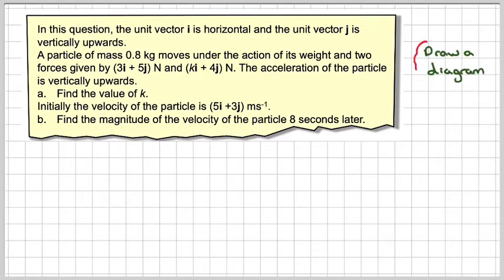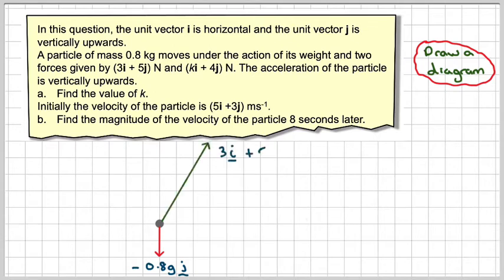Okay, important to try and draw a diagram. So here's my particle. We have a force of minus 0.8 g j acting downwards. We have this one which is 3i and 5j newtons acting that way, and we have this one which is ki plus 4j. So as the particle is moving vertically upwards, let's put the acceleration in.